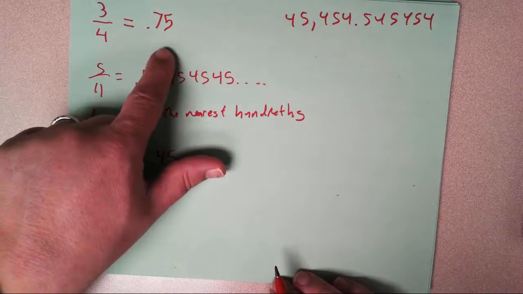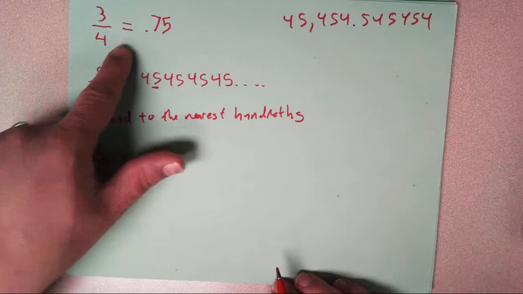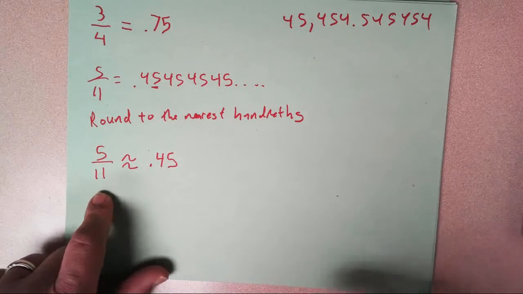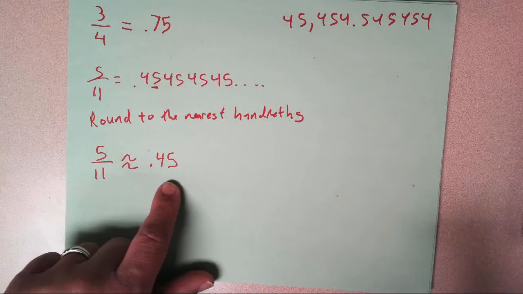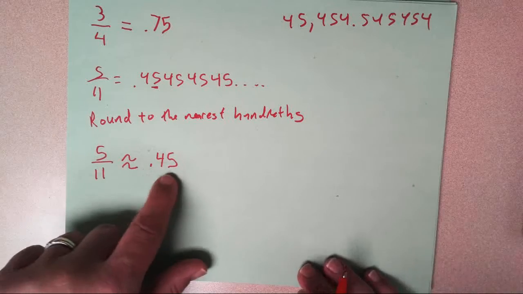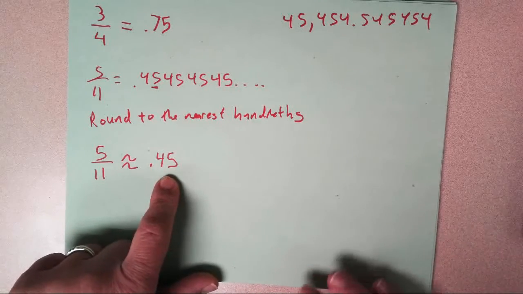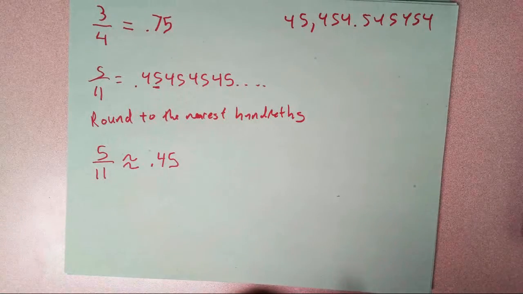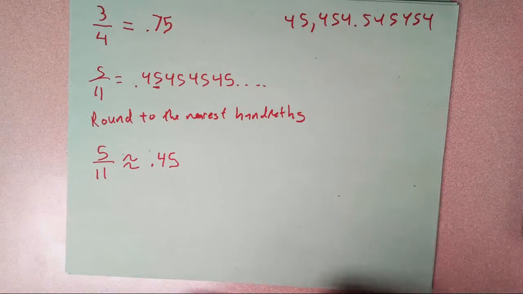Okay? This means approximately equal to. So if it's exactly equal to, so if it terminates like 3/4, then I do a regular equal sign. But if I have to round on paper, I indicate to the person who's reading my calculation that this isn't the exact answer. This here means I rounded to approximately 0.45. Okay, the exact answer is 0.454545, and so on. Okay, so 5/11ths is approximately 0.45.